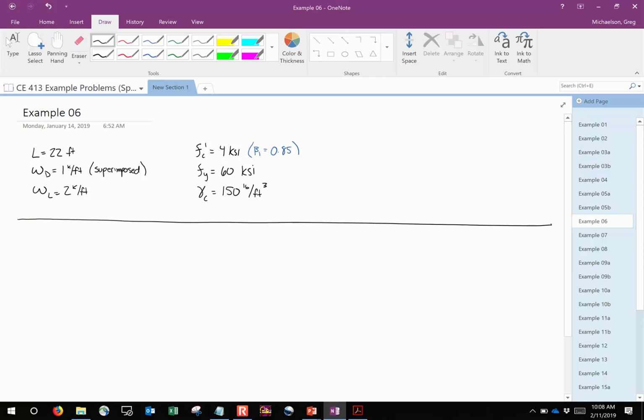So what I'm going to do is go through this step by step, just like that design procedure delineates, and when it's all said and done, we're going to have a beam out of this. So step 1 is going to be what? Anybody got their notes on them? We're going to compute the factored moments.